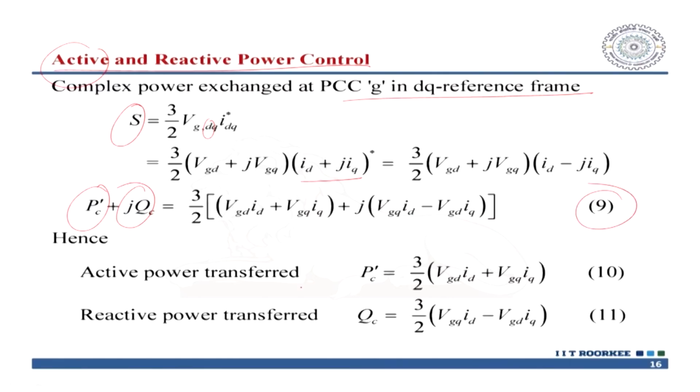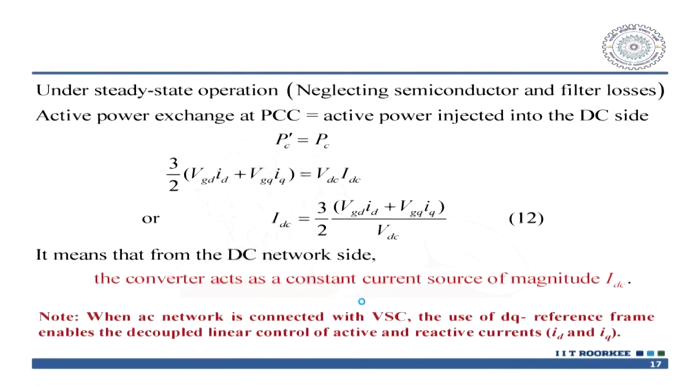So, active power transferred here, P at the PCC, equal to 3 by 2 (Vgd Id plus Vgq Iq), that becomes equation number 10. Similarly, this is the expression for the reactive power component, that is 3 by 2 (Vgq Id minus Vgd Iq). So, these are the equations. This is the reactive power required to be transferred, and this is the real power, or the active power, required to be transferred.